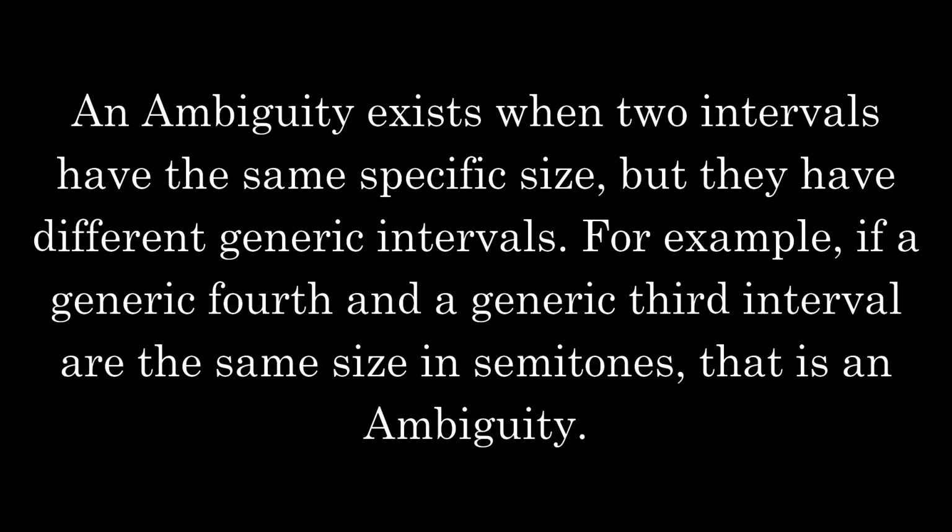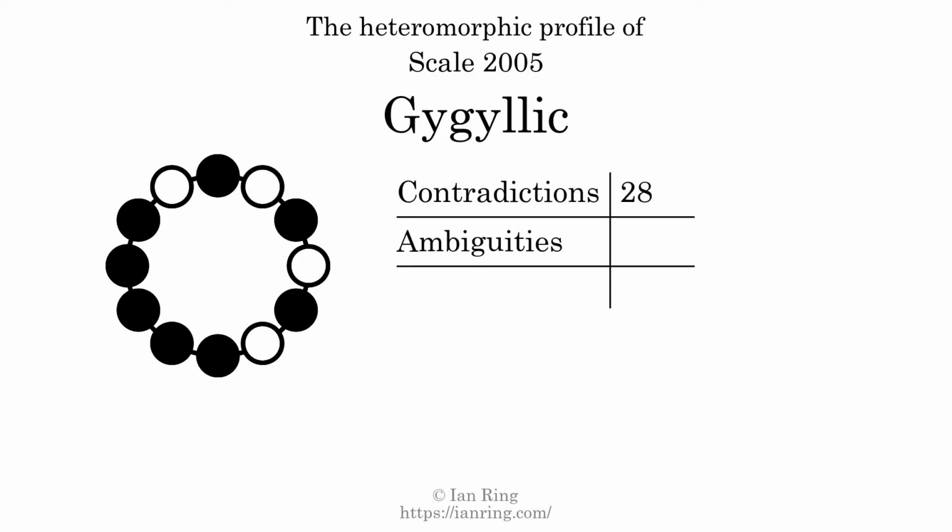An ambiguity exists when two intervals have the same specific size, but they have different generic intervals. For example, if a generic fourth and a generic third interval are the same size in semitones, that is an ambiguity. The number of ambiguities in this scale is 74.